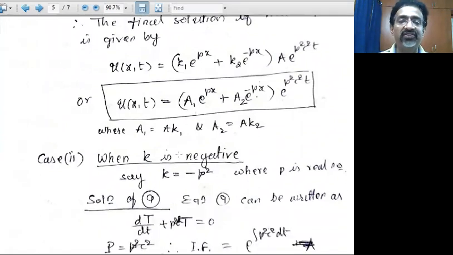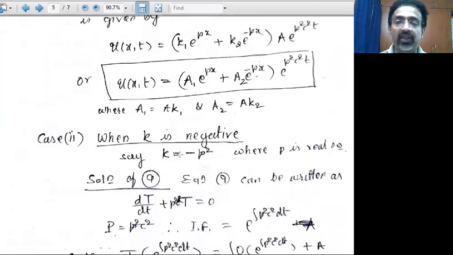Now I go for the second case, k negative. If k is negative, that is if k is minus p squared, as I told you, let p be any number, p squared will always be positive. So negative of p squared gives me a negative number. So to make sure that the number which I consider is always negative, I assume k to be minus p squared, right?